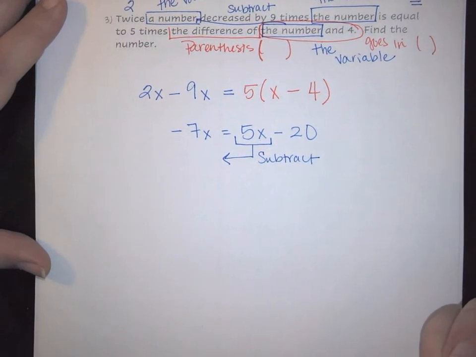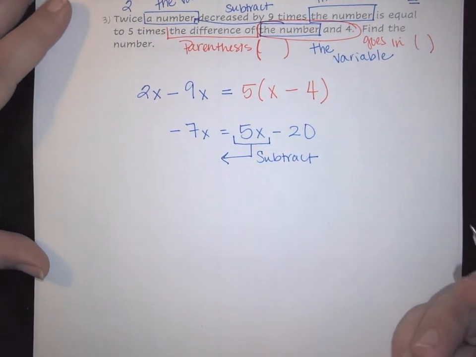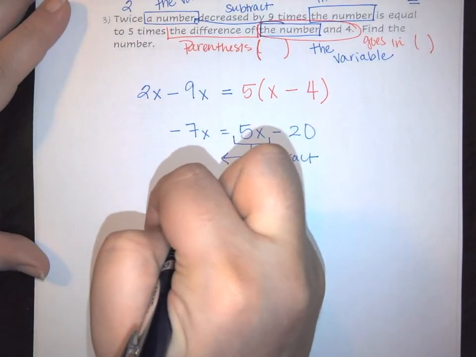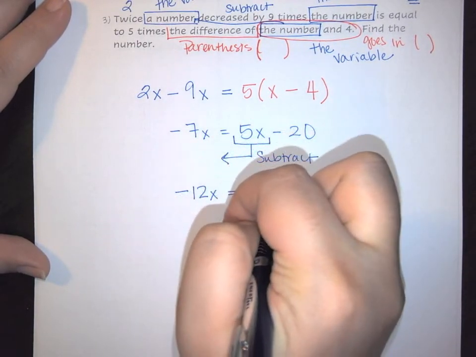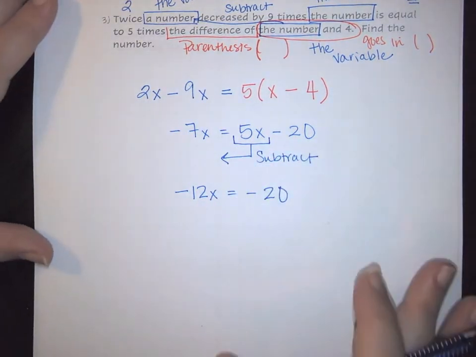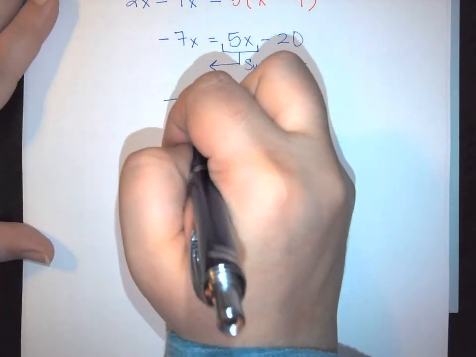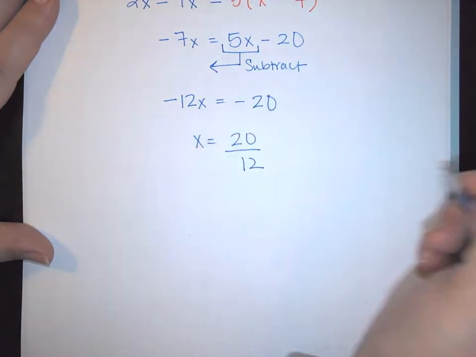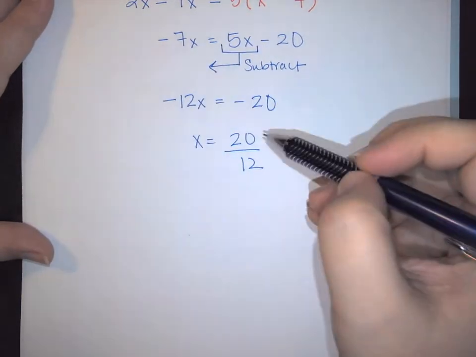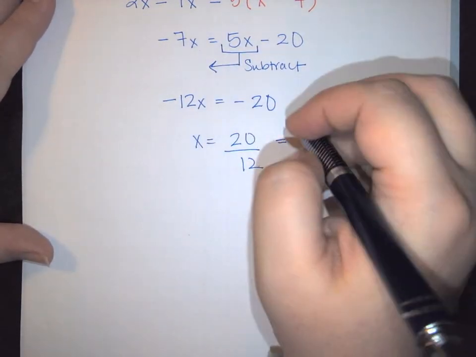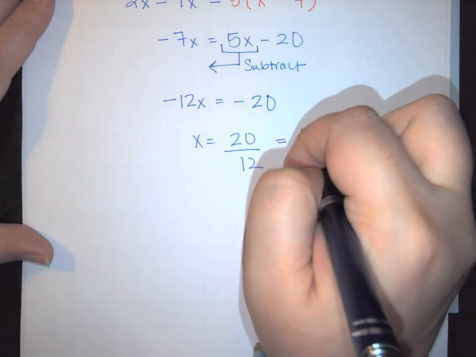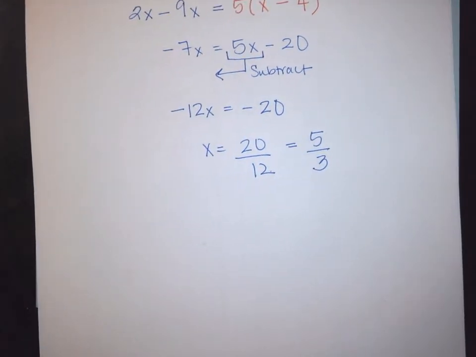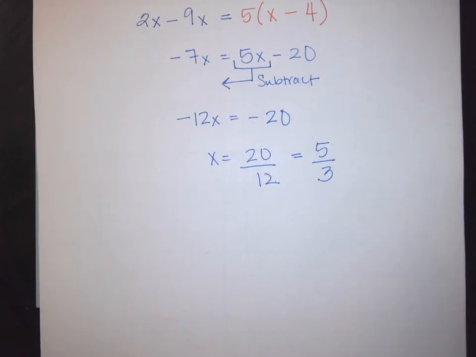So here I'm going to have negative 7 minus 5 is going to give me a negative 12x is equal to negative 20. Divide everything by the negative 12. We get that x is equal to 20 over 12. And this can reduce. I can take a 4 out of the top and bottom, and this ends up with 5 over 3. So in this case, the number is 5/3.